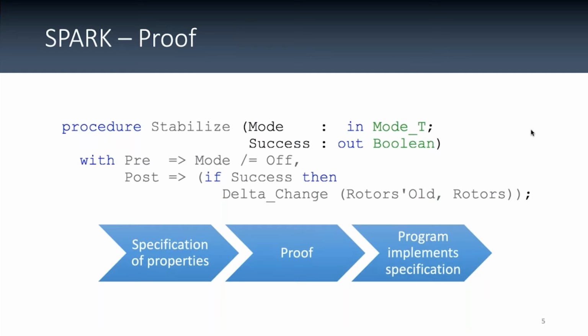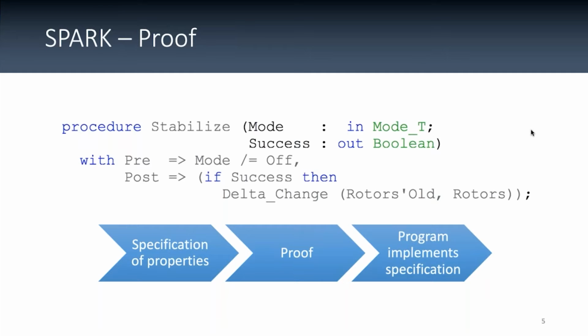The second analysis of Spark is called proof. Again, it is the signature for the procedure Stabilize, and we've changed the contracts. And again, there is an implicit specification for proof, which is the fact that the code operates without errors, so no runtime errors, no division by zero, no overflow, whether it's integers or accessing beyond the bounds of arrays. And there's a possibility for users to specify explicitly the behavior of the services.